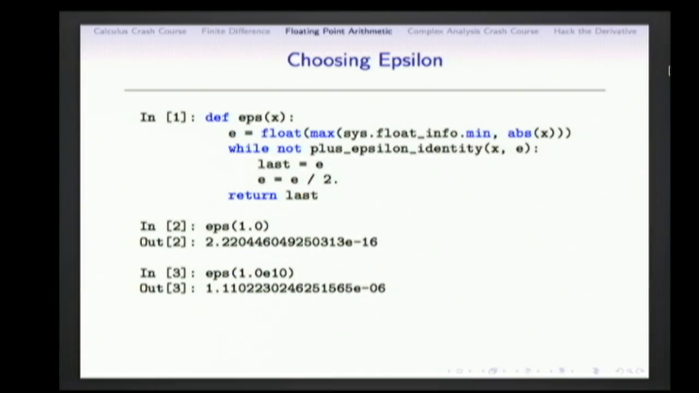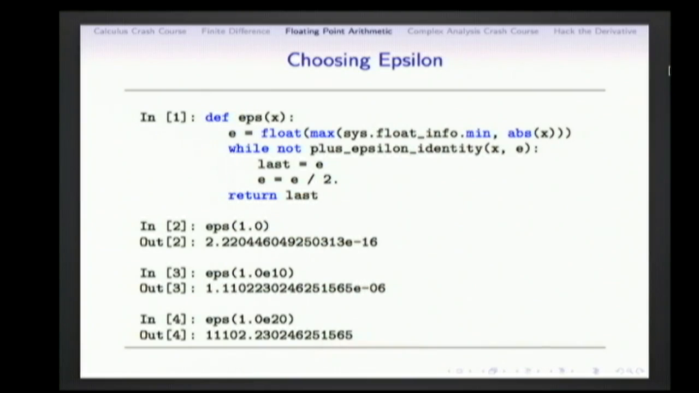And so at 1, this is like 2.2 to the negative 16. At 1 with 10 zeros behind it, it's 1.1 to the negative 6. And at this really big number, it's actually like 11,000. So the gap is really big out there.